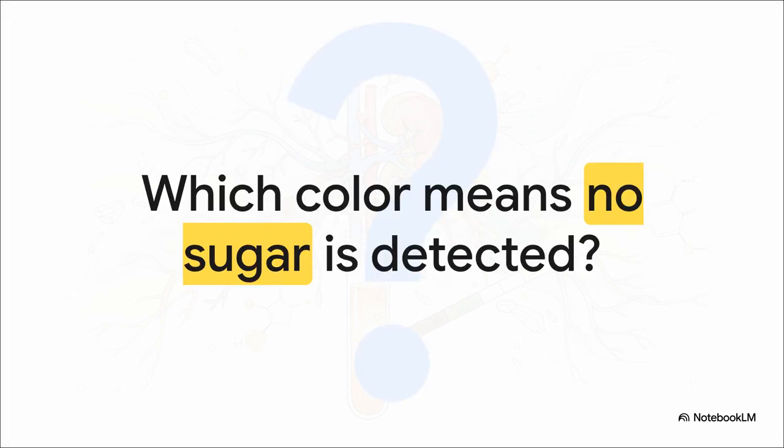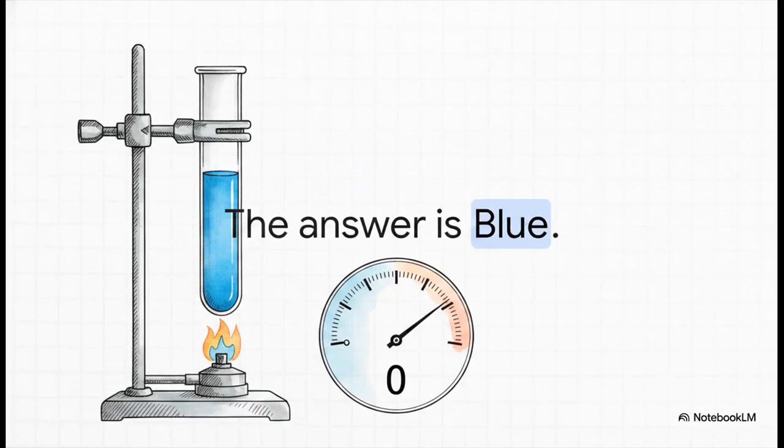Awesome, moving right along to quick quiz number 2. Which color shows that absolutely zero reducing sugar was detected? Is it A, blue, B, orange, C, brick red, or D, yellow? What's our baseline? Nailed it. The answer is A, blue. If that solution stays its normal blue color after you heat it, you've got no reducing sugar in that sample.